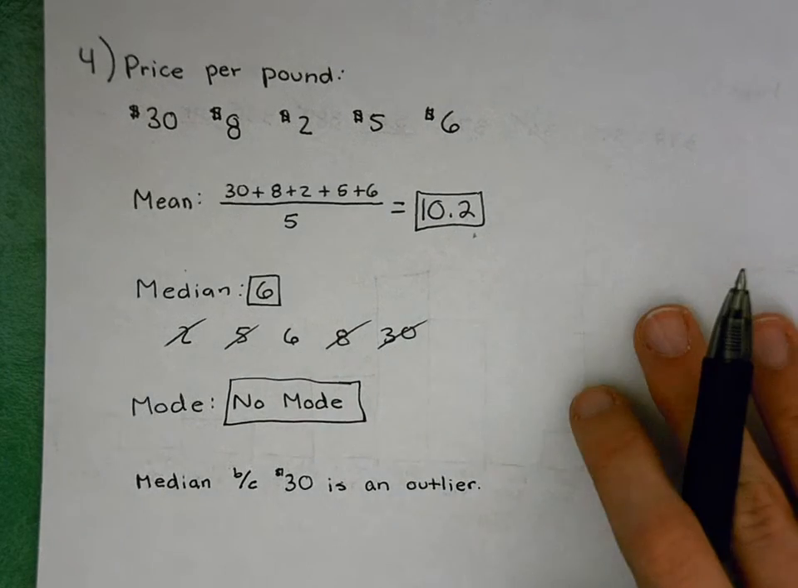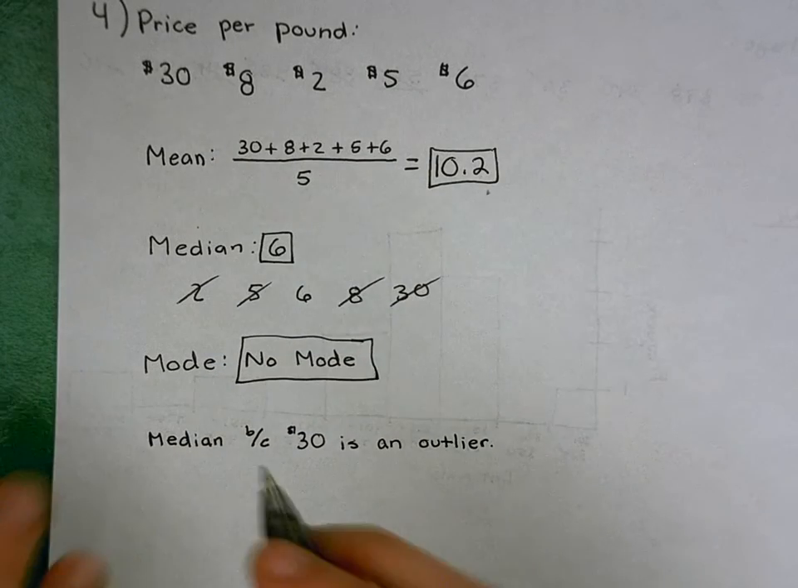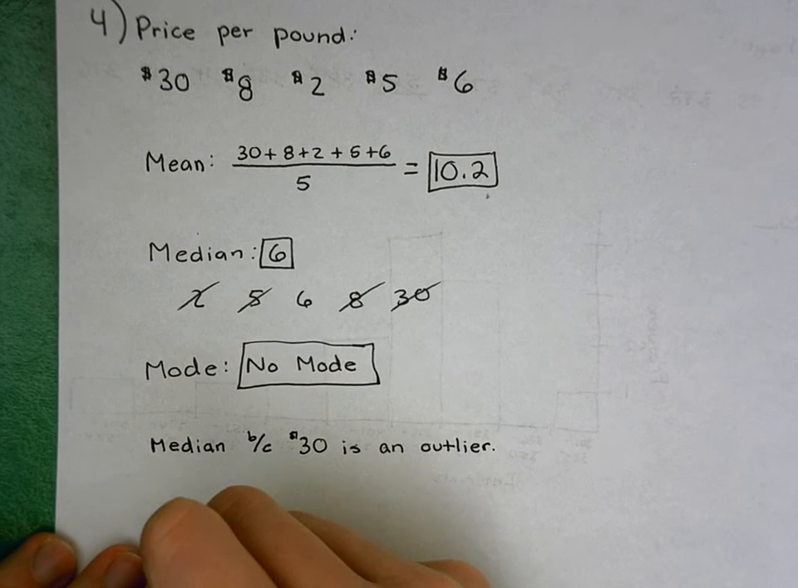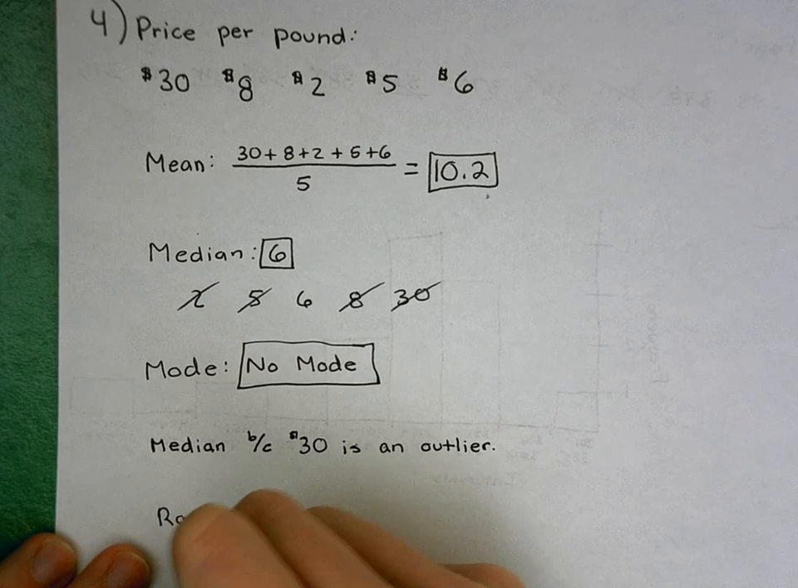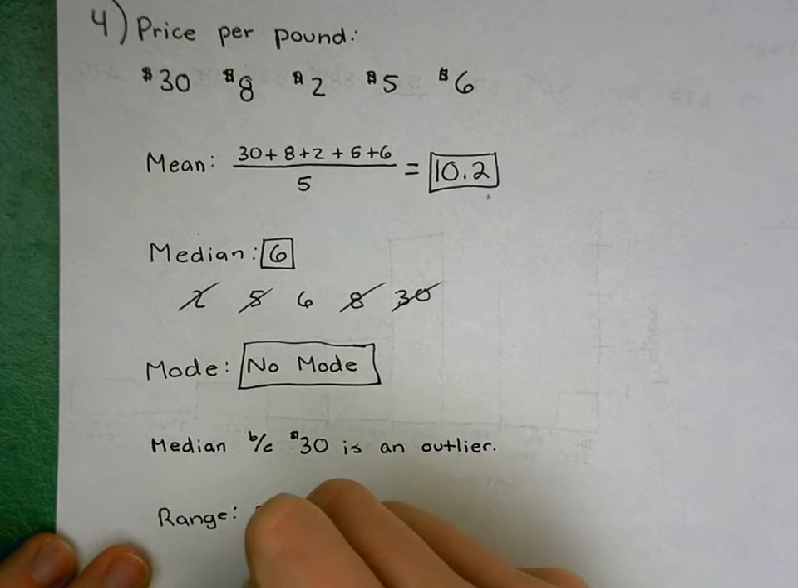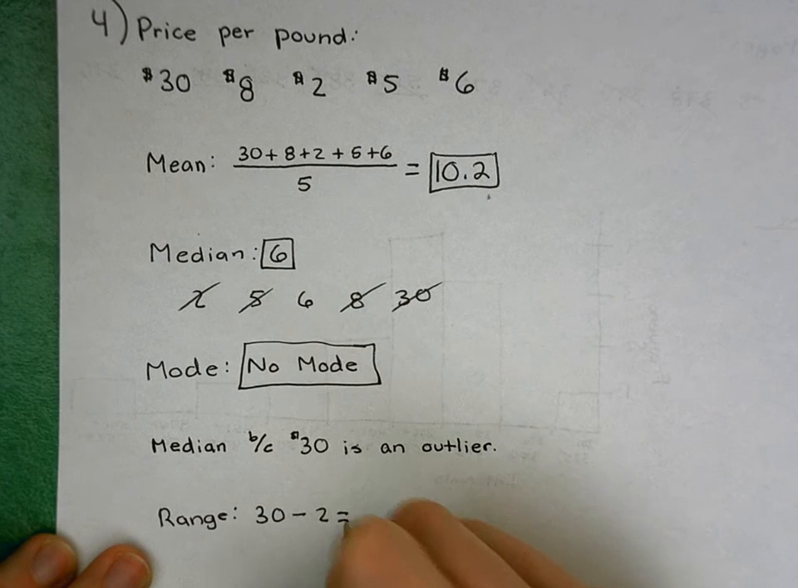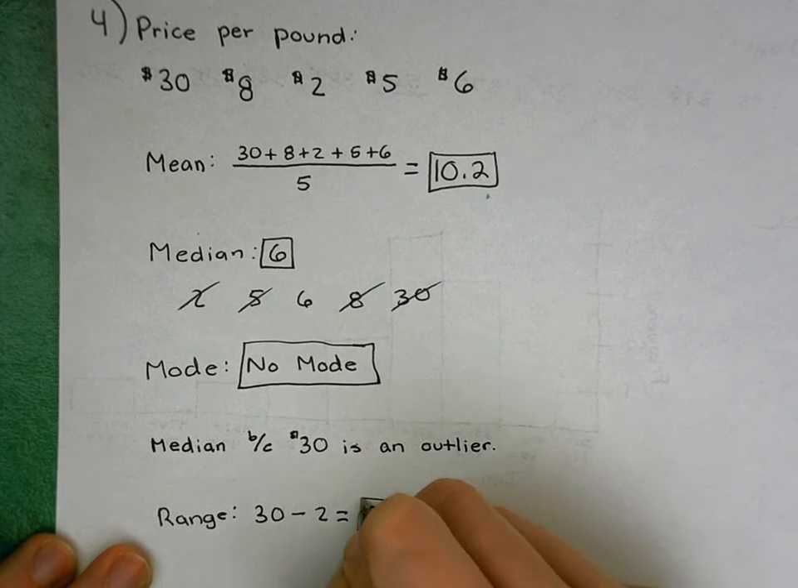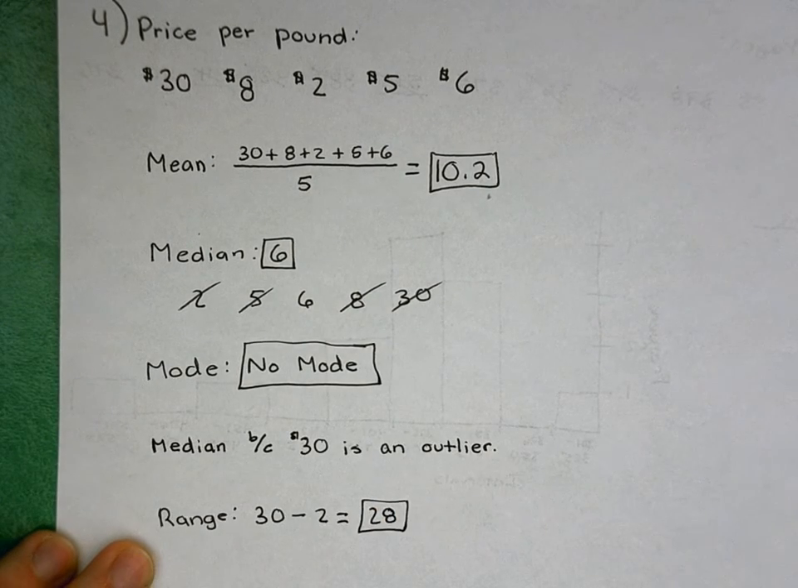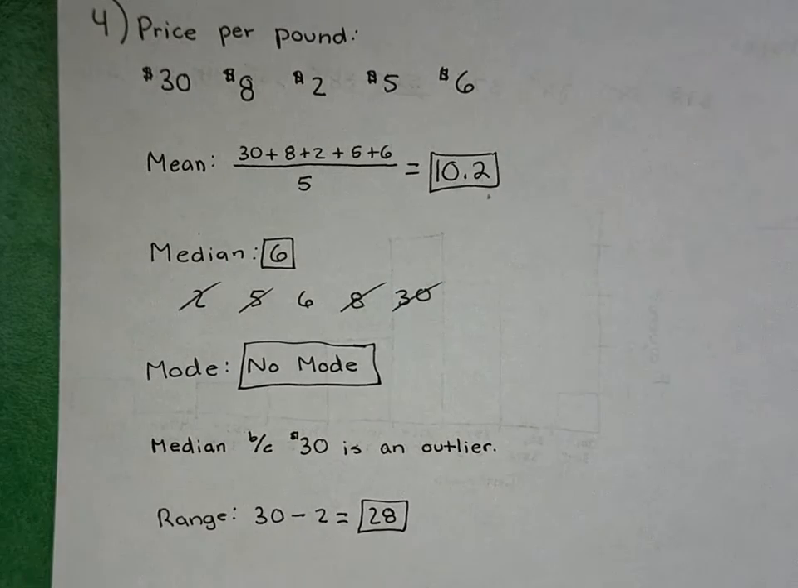And then again, one more time, it's not technically part of the problem, but just so you've seen it, range is the distance between the highest and lowest, which in this case our highest is 30, our lowest is 2, and 30 minus 2 is 28. And that would be our range when you get to the back side of this worksheet. And there you go.